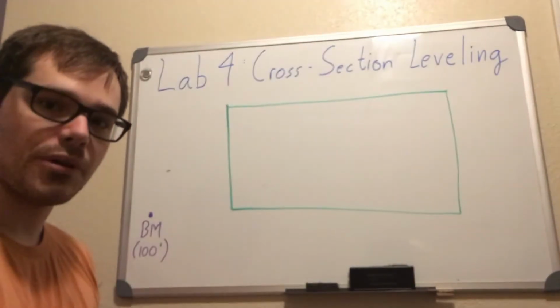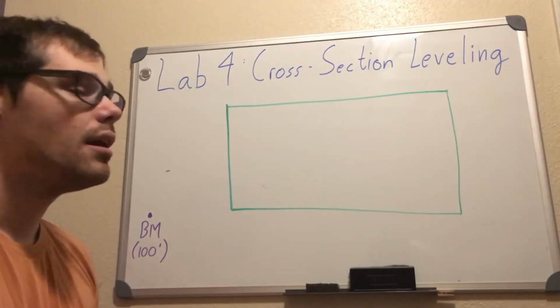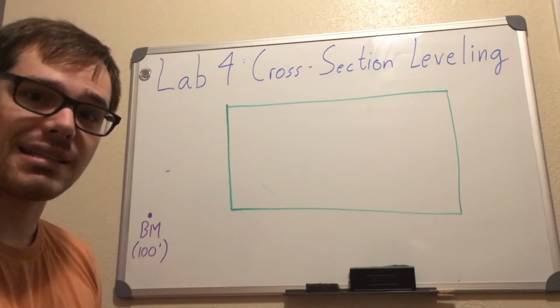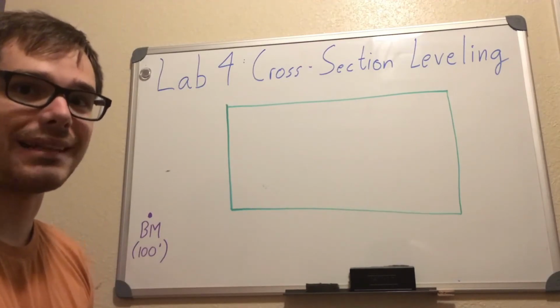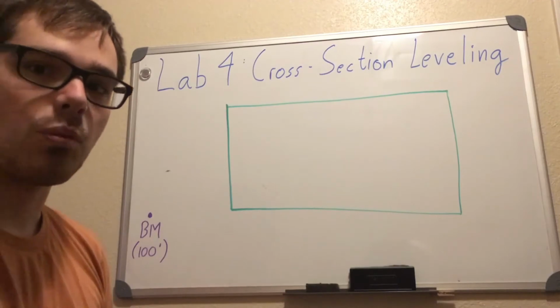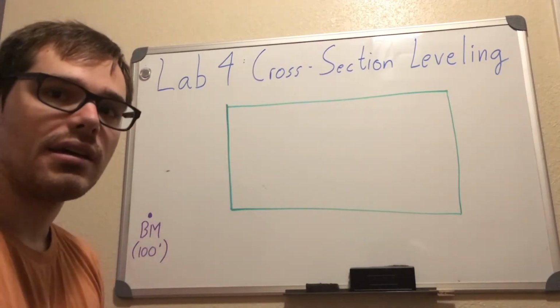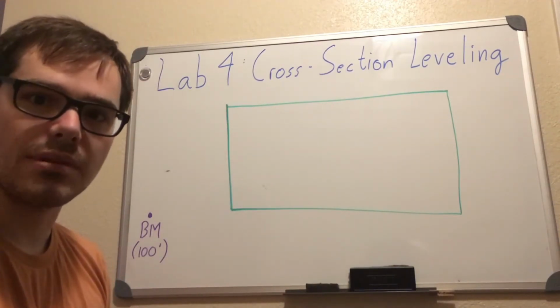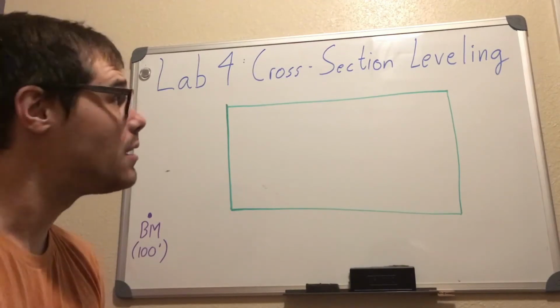Hello class, this week we're going to be discussing cross-section leveling. This is very similar to both the peg test and differential leveling, which we talked about last week, and in essence is going to add one more type of data point called side shots, which you've already seen, I believe, in homework 2 from the lecture.